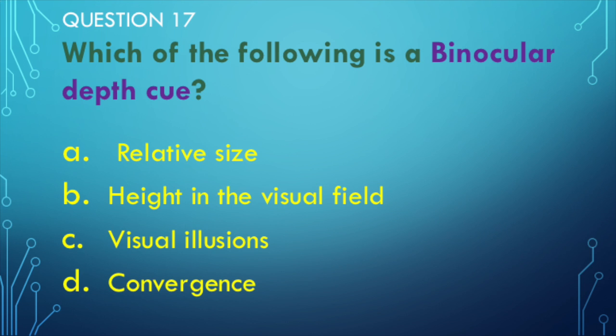Question 17. Which of the following is a binocular depth cue? Relative size, height in the visual field, visual illusions, or convergence?